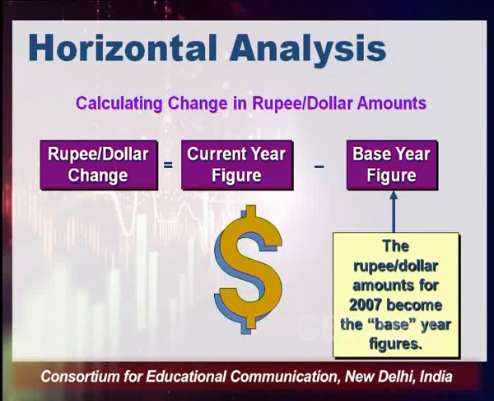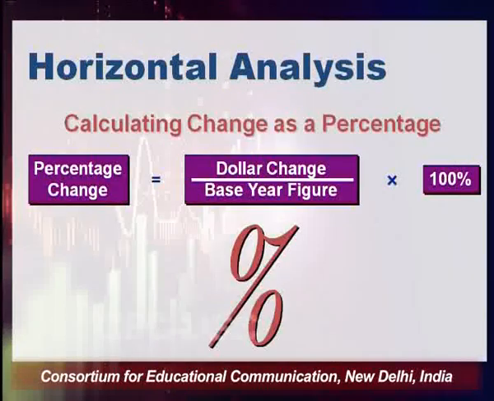After that we calculate the percentage. This dollar change or rupee change is divided by the base year figure, and then we multiply it by 100, and that gives me the percentage result for this comparative analysis. We call this comparative analysis by another name, which is horizontal analysis. So horizontal or comparative is one and the same thing. I hope you are clear.